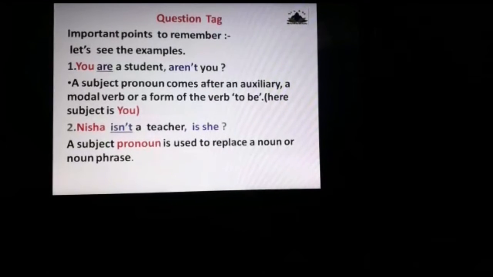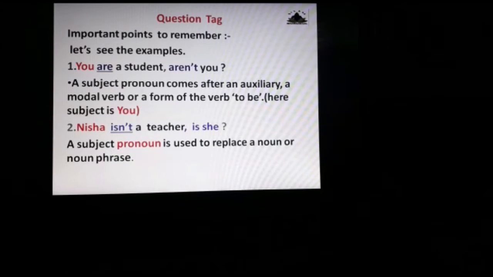Now, important points to remember. Let's understand this through an example. You are a student, aren't you? Here, a subject pronoun comes after the auxiliary or modal verb or a form of the verb to be. In this sentence, you is a subject which is placed after the verb. And in the tag, because the sentence is positive, we use the negative of it, aren't. And the subject is placed after aren't, that is, you.